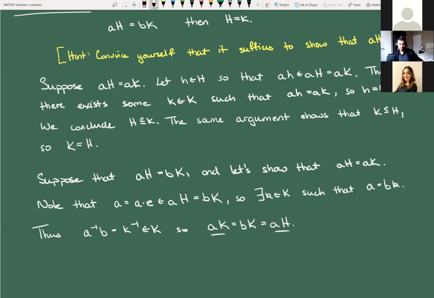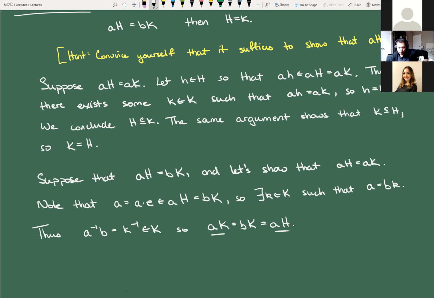No. Mine was like, okay, so A inverse B has to be in K, right? Then because that's K inverse, you get A times... yeah, I assume that's A inverse, not what you were doing. But yeah, right. So then we're done because we've shown that AH is equal to AK. Yeah, this is way more clever.